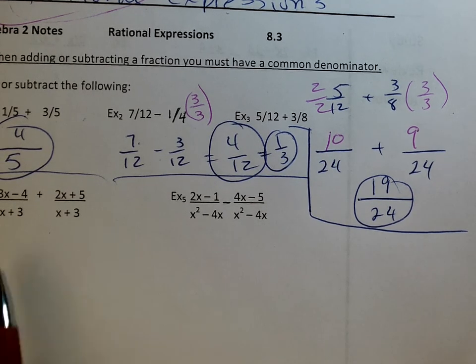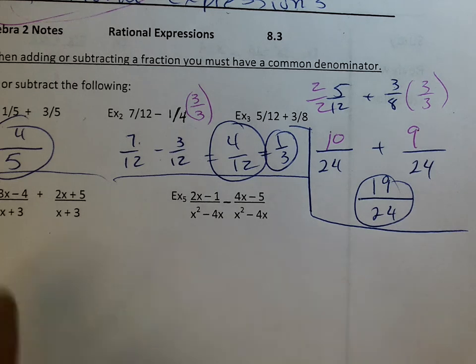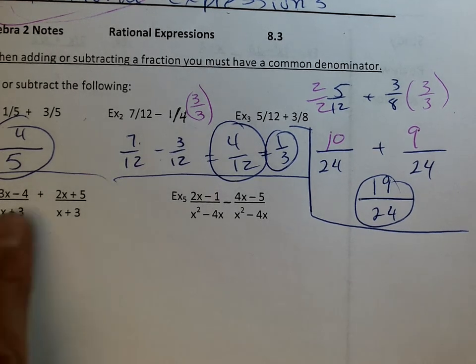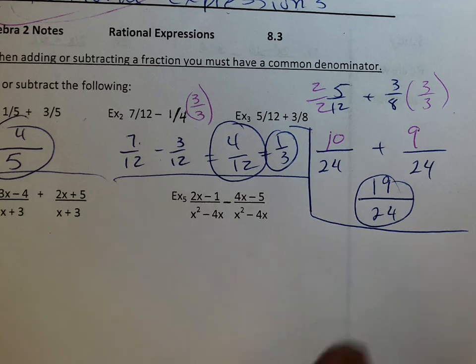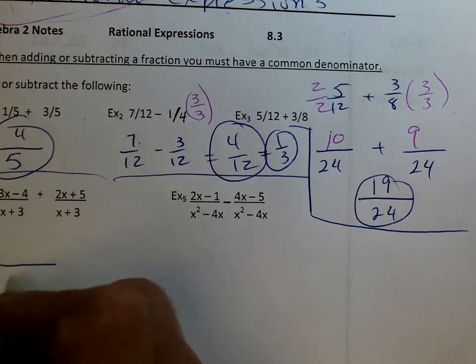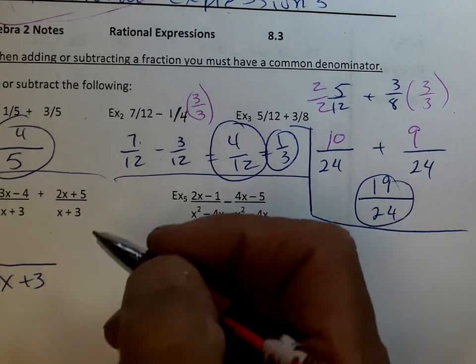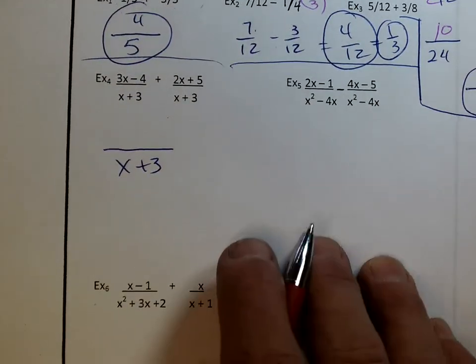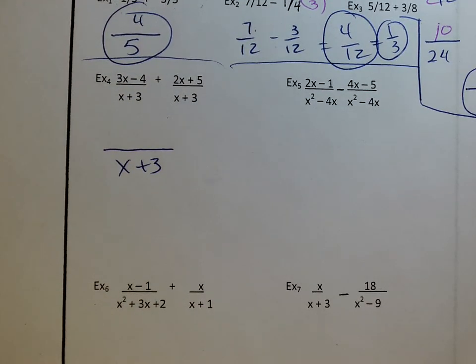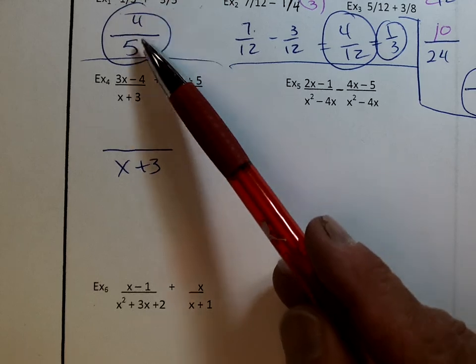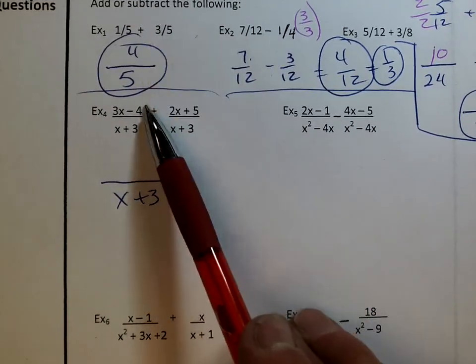Pretty easy. It already has a common denominator, right? The bottoms of these two fractions are already the same. I like that. So let's just write it down, x plus 3. Thanks, Tammy. Just write it down. Now, don't write it twice because it's just like the 5's up here, right? You just write down the 5. You don't write down 10.